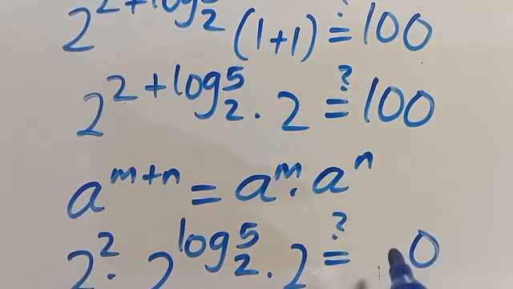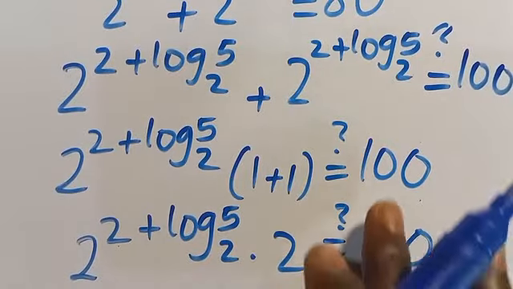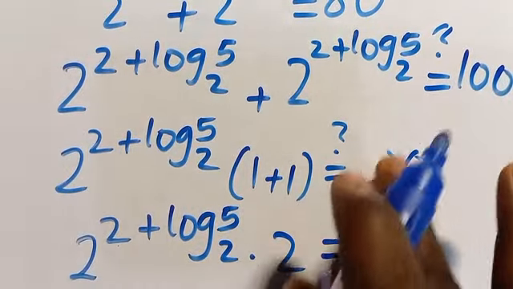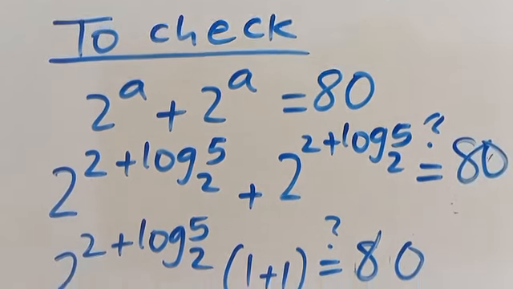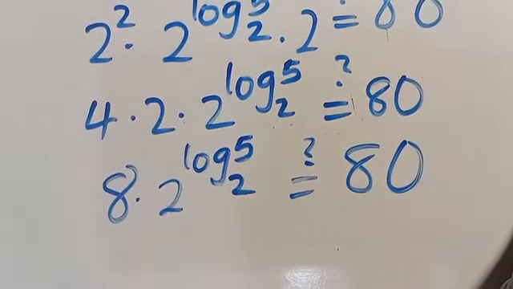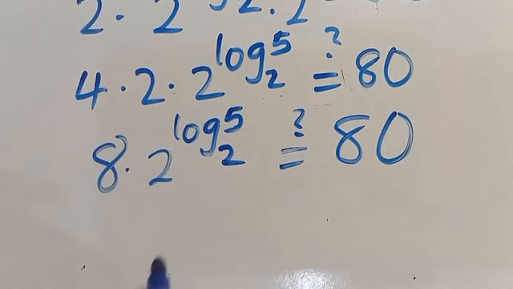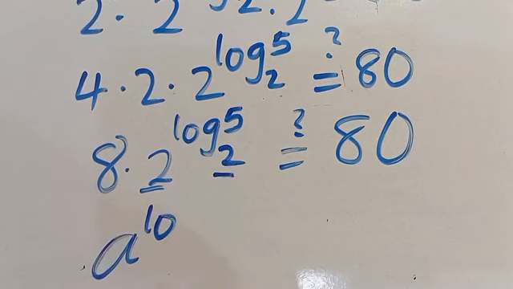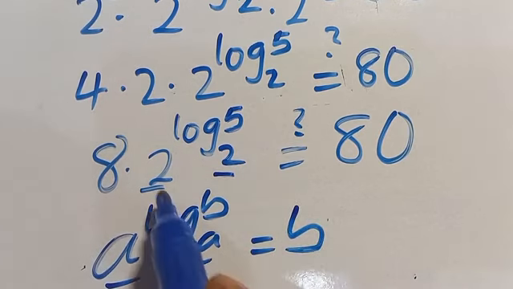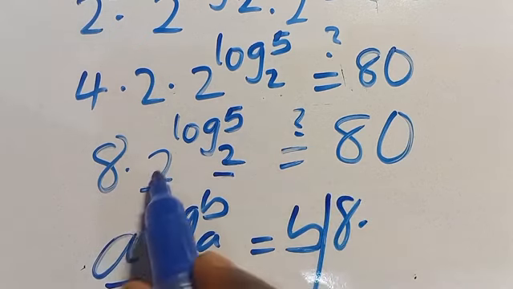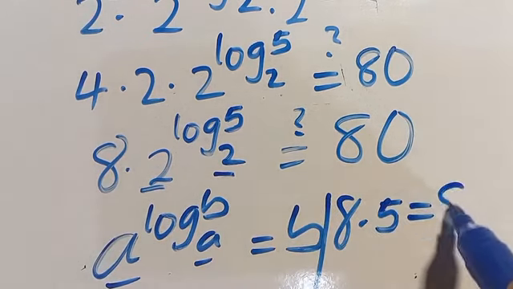So from here, look at this very well. They have the same base as this. So the output will be 5, because when we have a to the power of log b in base a, this a and this a are the same, we have b as the output. So here will be 8 times this 5, which equals 80.